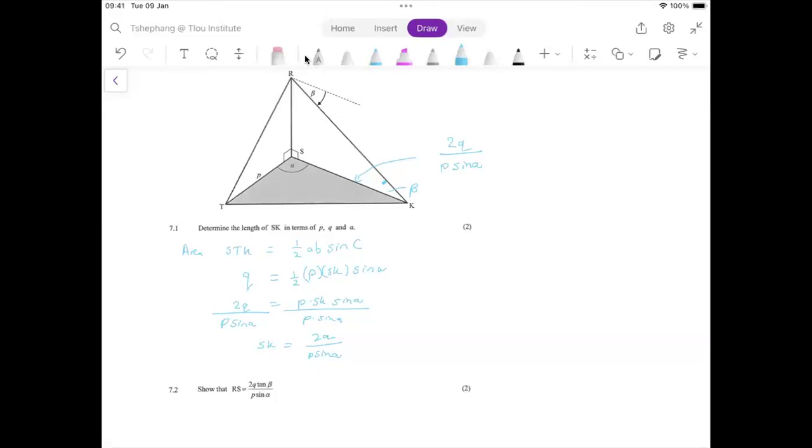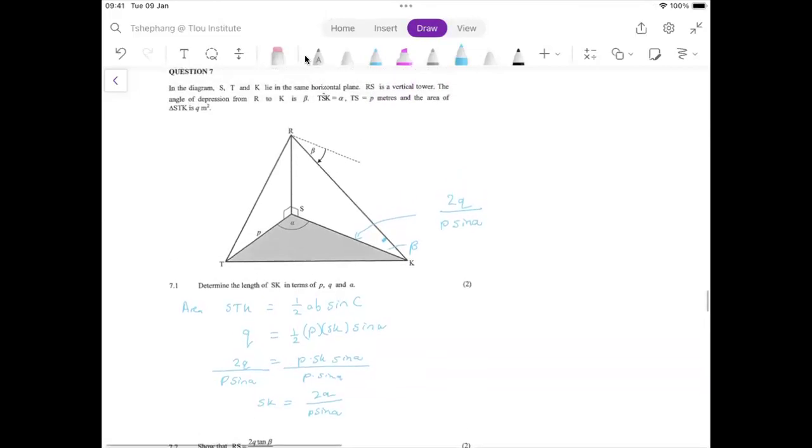re-explain 7.1. So what they gave us is the area of the triangle STK. They said it's Q meters squared. How do we find the area of a triangle that is not 90 degrees? We can't just use half base times height, but we have to use half of AB sine C. So the area of STK is given by this. That's very important. It's not 90 degrees. It's the shaded triangle. Okay?